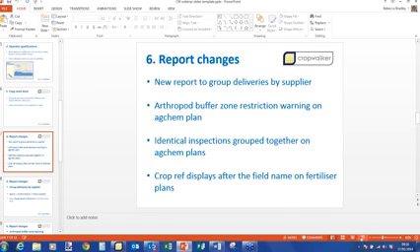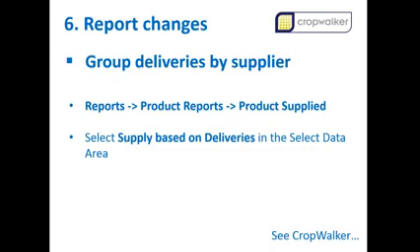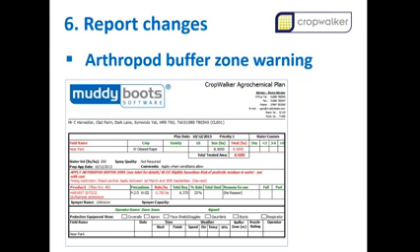The next report I want to point out is, well, it's not a new report, but it's an area on a report, the arthropod buffer zone restriction. There's a new warning for this on AgChem plans if the product that you're applying has an arthropod buffer zone restriction. So I'm not going to go into this in CropWalker, but you can just see here for the product harvest, there's now a warning to apply an arthropod buffer zone for that product that appears in red after the field list.